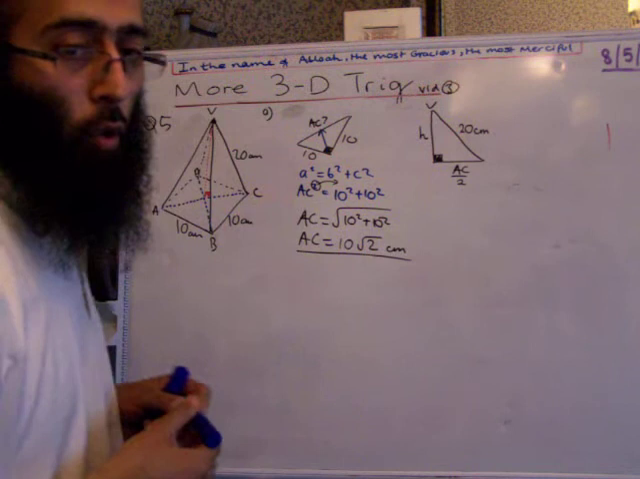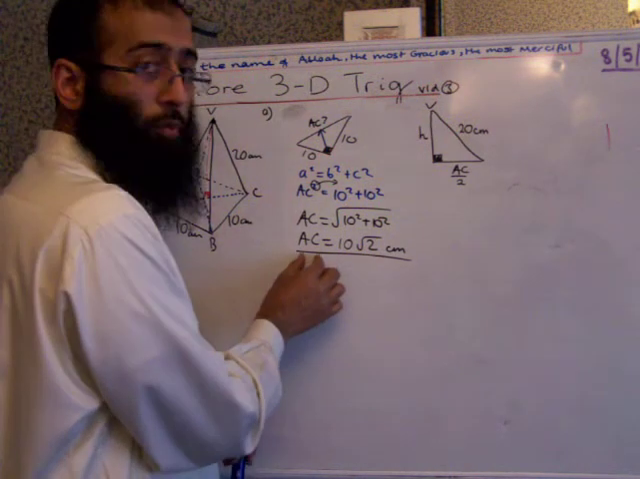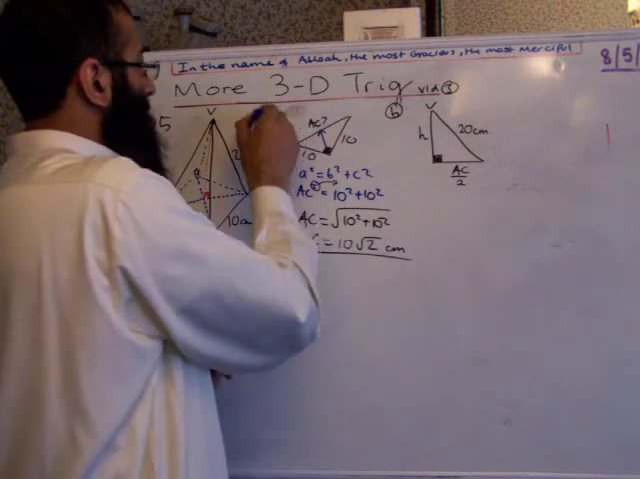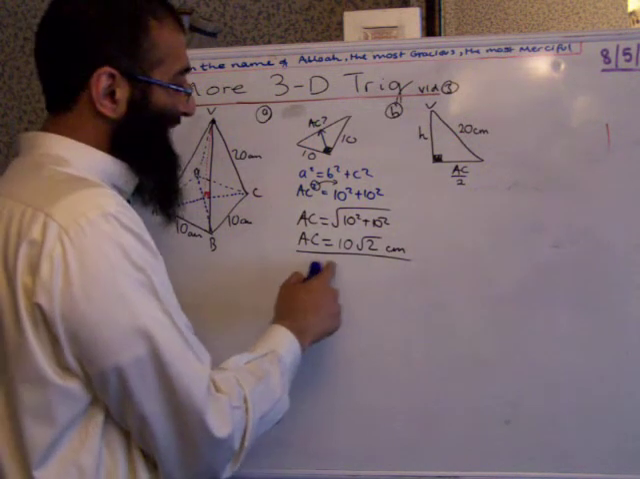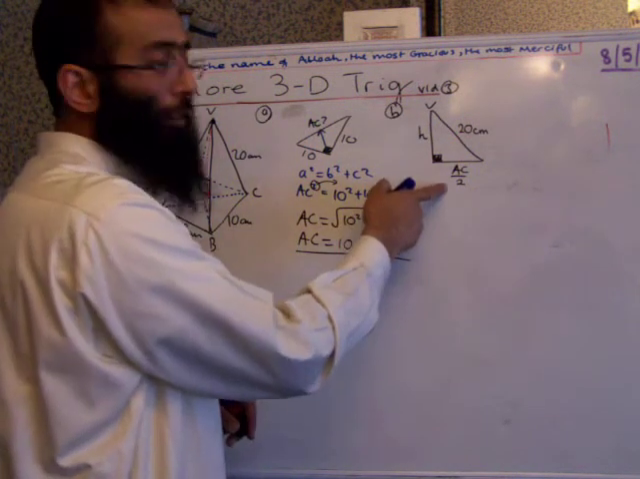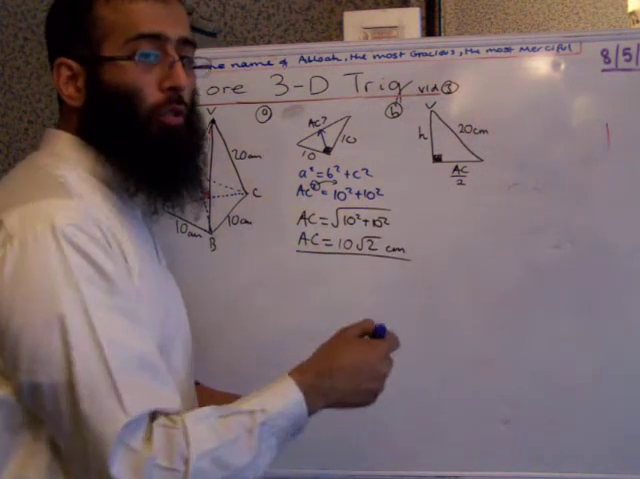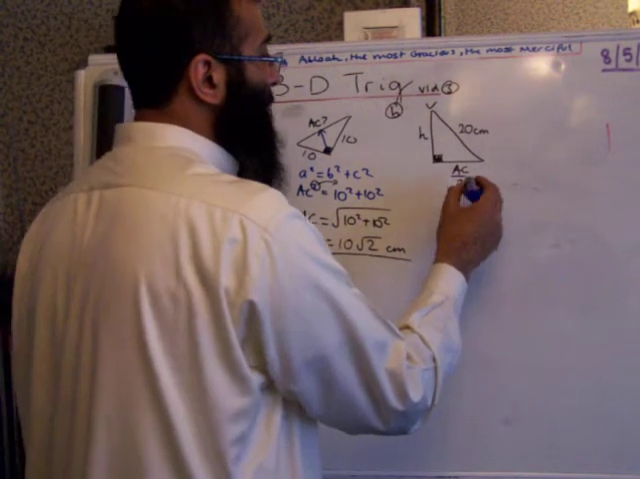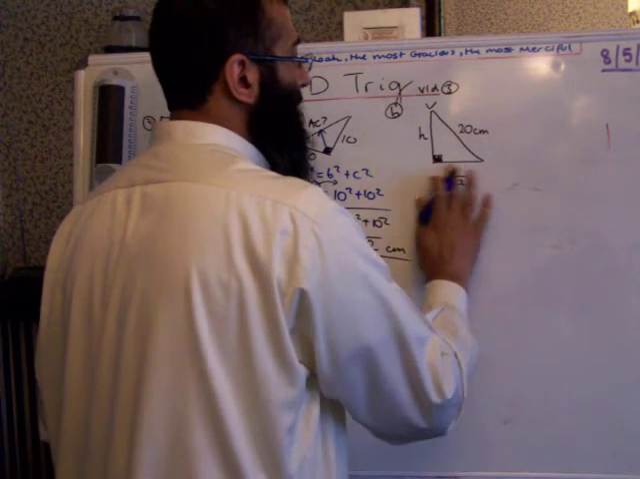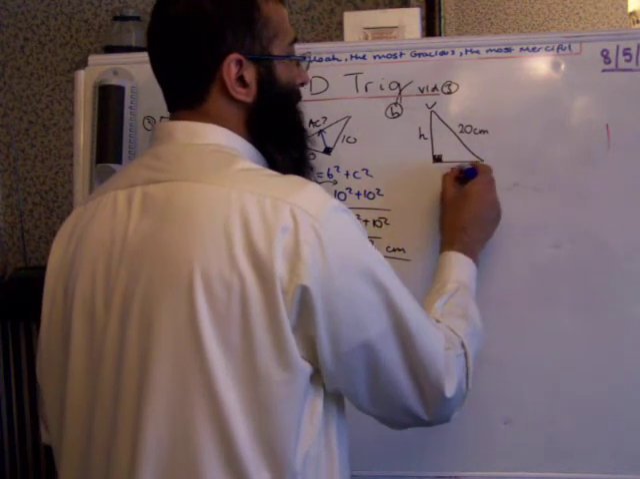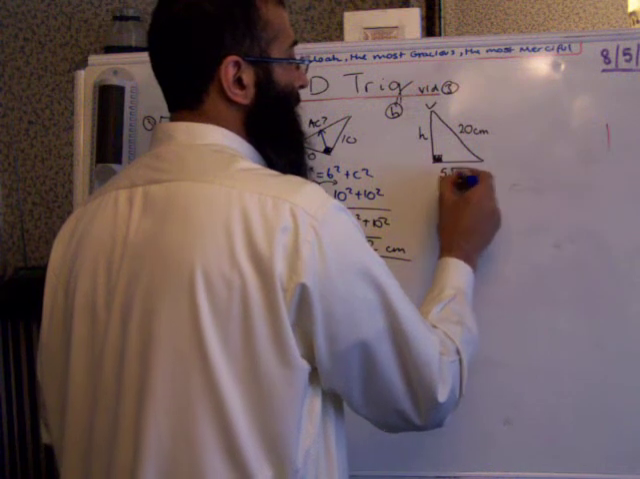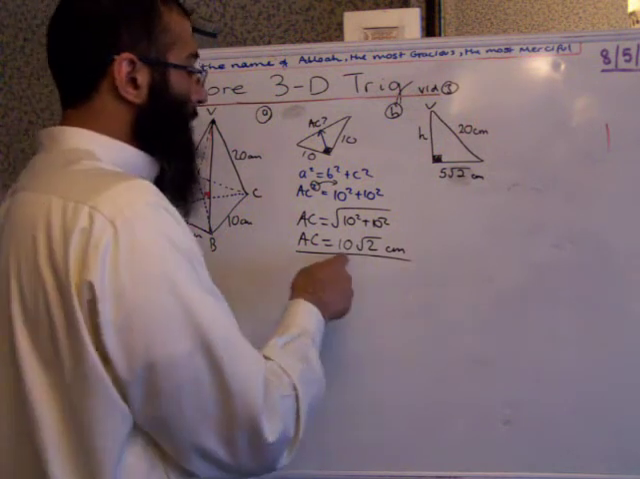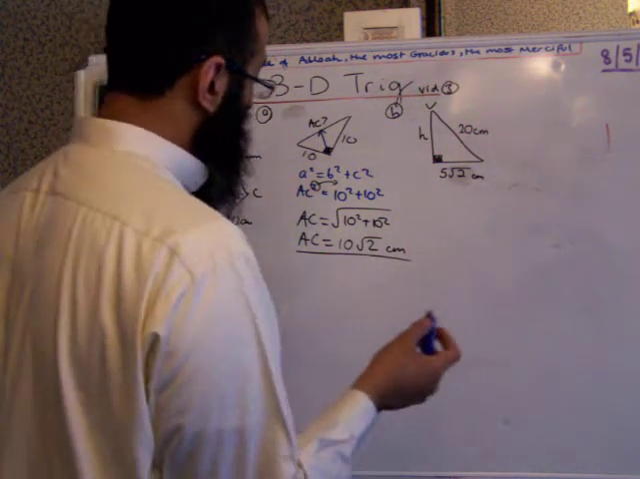Now, in the previous part, part A, we got AC. AC is 10 root 2. So half of AC would be half of 10 root 2, which will give you 5 root 2. So AC divided by 2 can be replaced by 5 root 2. Isn't it 5 root 1? No, 5 root 2. You don't half that and half that. I'll show you what we've done.